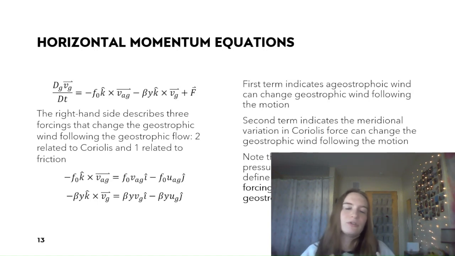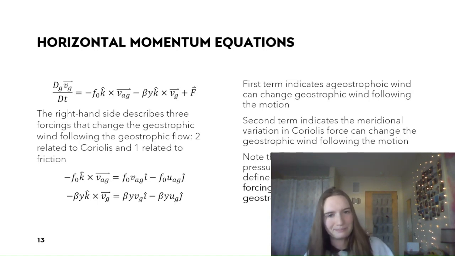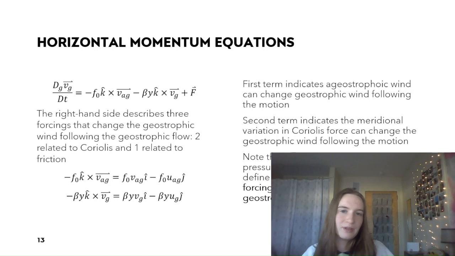What is friction going to do to the wind? It's going to slow it down. When friction slows down the wind, it's no longer in geostrophic balance. So that can change the geostrophic wind as well.